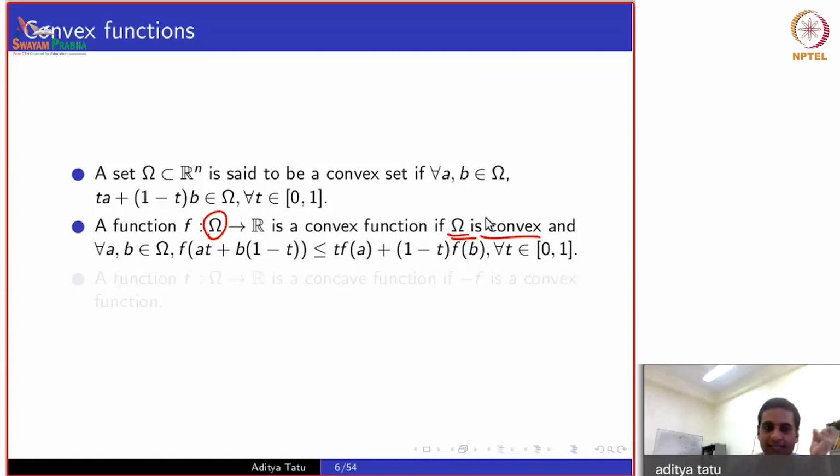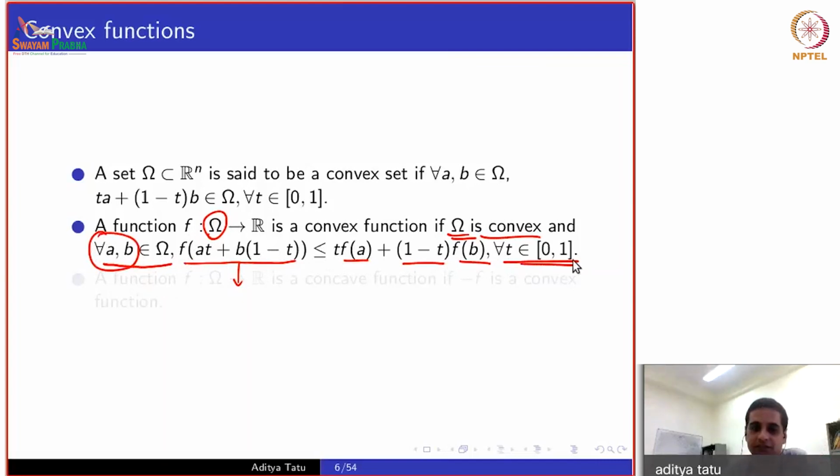But if omega is convex, then for any two elements in this domain, what does the left hand side here represent? The argument in the function is a point on the line segment joining A and B. And the value of the function at this intermediate point must be less than or equal to t times the value of the function at the end point A plus 1 minus t times the value of the function at the point B. And this must be true for all pairs of points A, B that you can pick in omega and for all points lying on the line segment. Only in that case is the function f said to be convex.